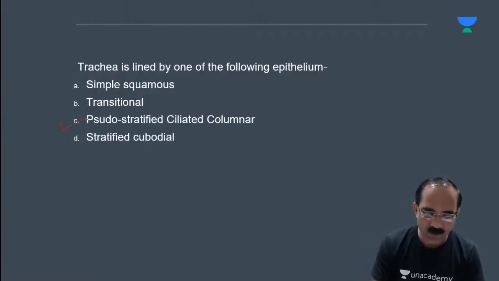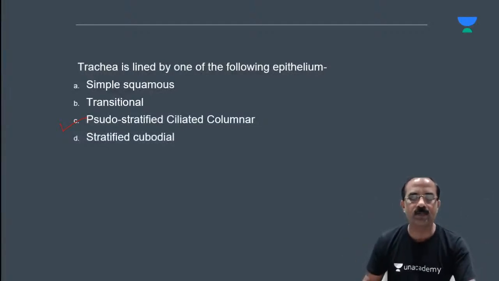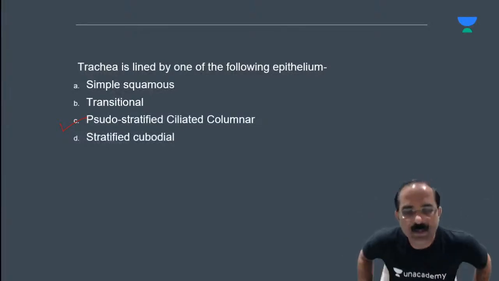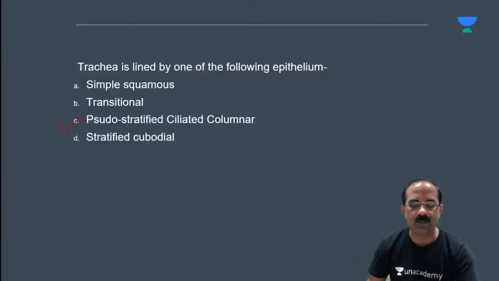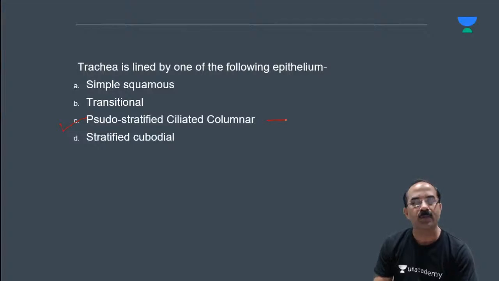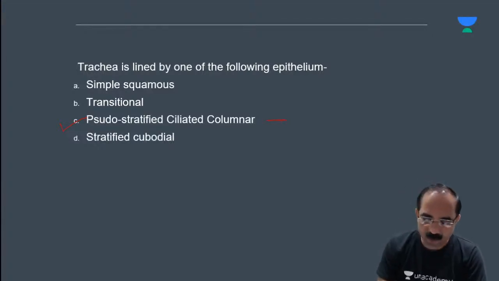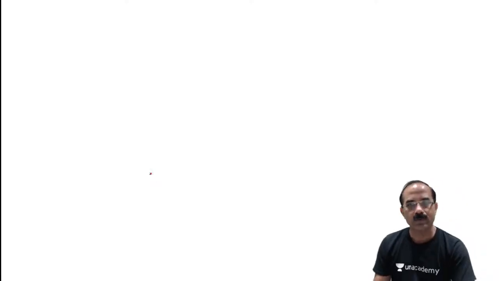That's pseudostratified ciliated columnar. You should know this. The epithelium of trachea is pseudostratified ciliated columnar with goblet cells. That's the epithelium of trachea. Where do you get transitional epithelium? Anyone, transitional epithelium is seen in? Yes, the urinary system. That is known as urothelium.